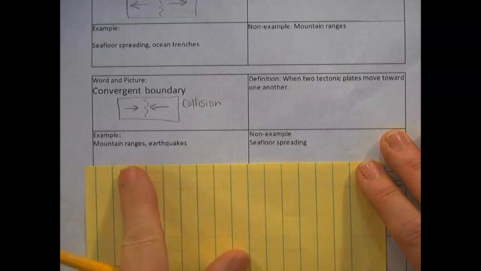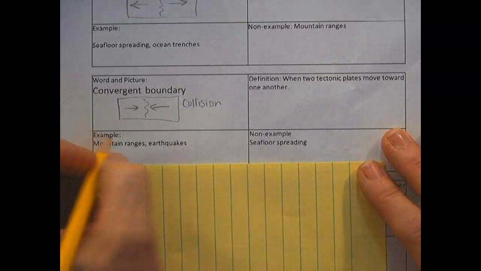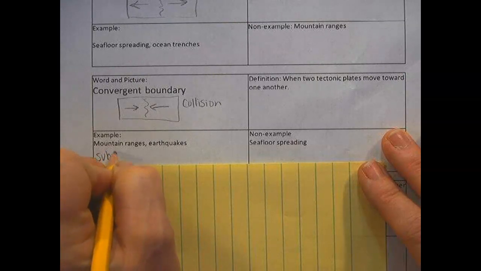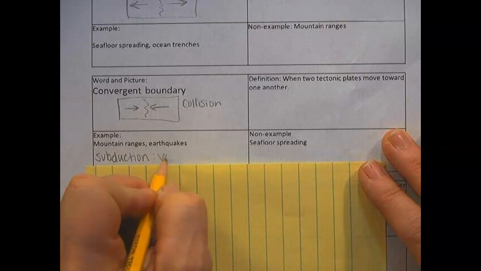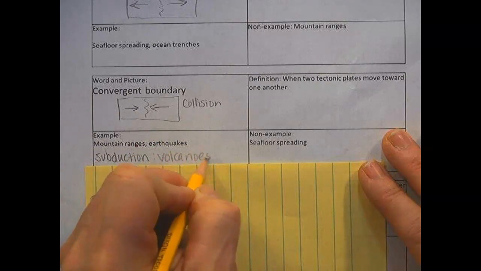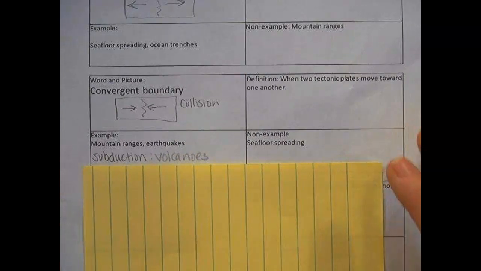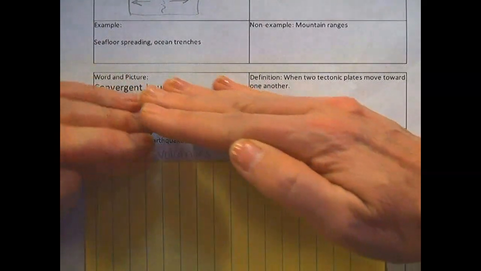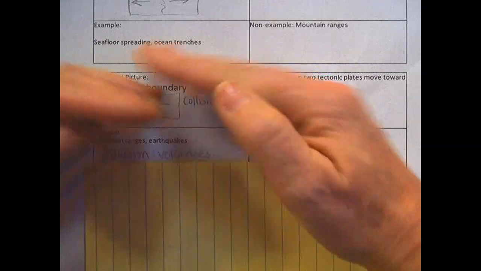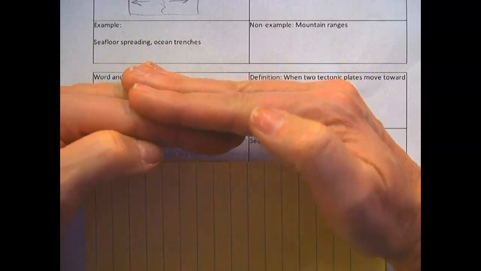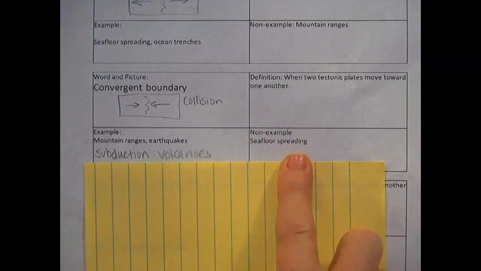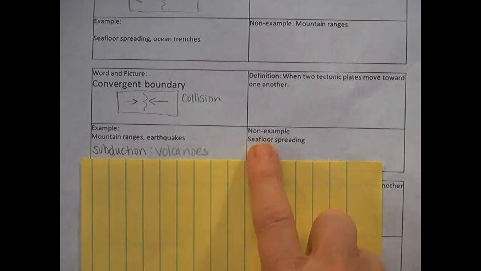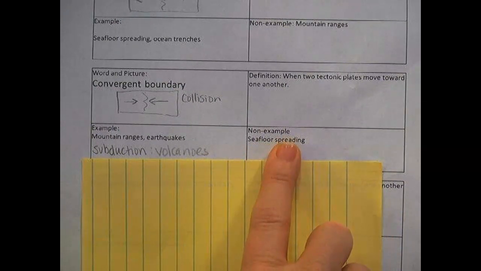And the other thing that is another type of convergent boundary is what's called a subduction zone. And the subduction is where one slides under the other. And this is where you might see volcanoes being formed. We'd also have earthquakes at this type of boundary, but in this case, a subduction is literally just one is sliding underneath the other. A non-example is seafloor spreading because these are moving toward each other. This is not something that we would see there.